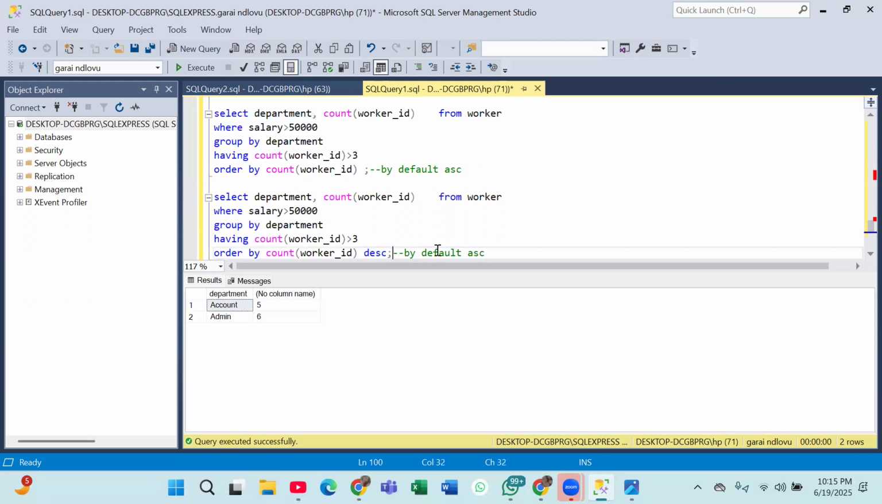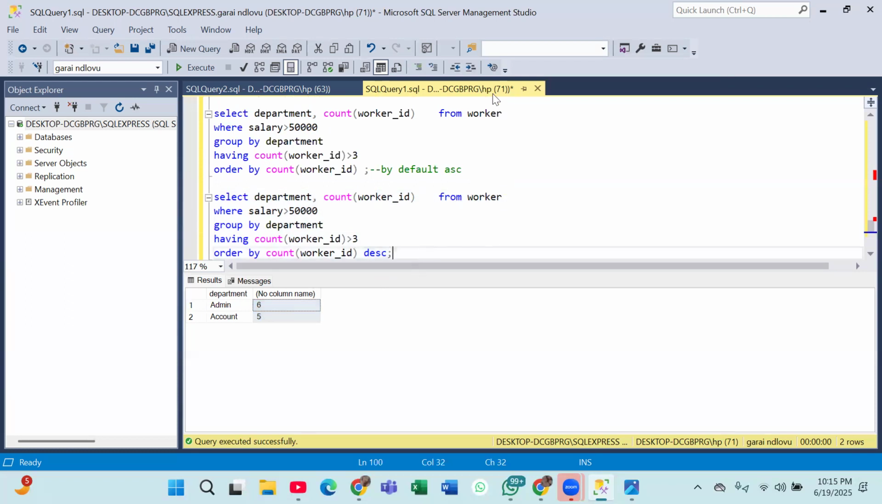So if I show you, here you can see that these are in descending order now. 6 before, then 5. Is this clear with everyone now? Okay, great.